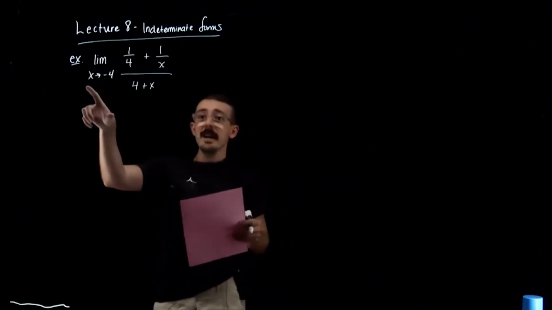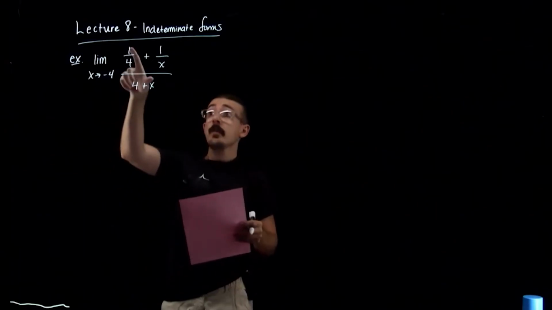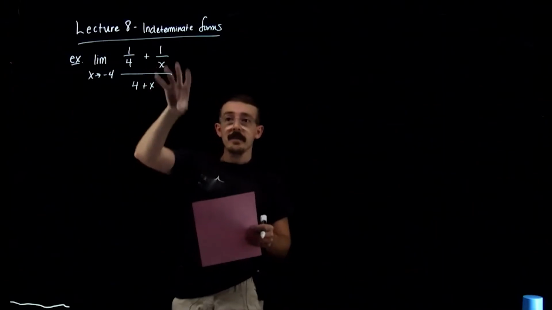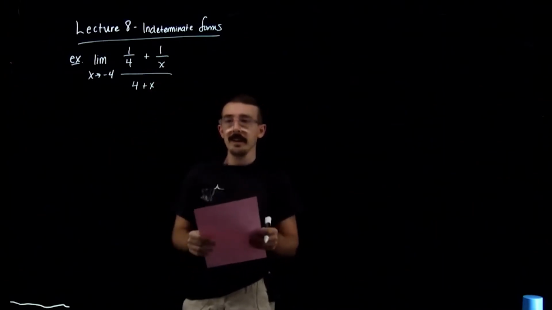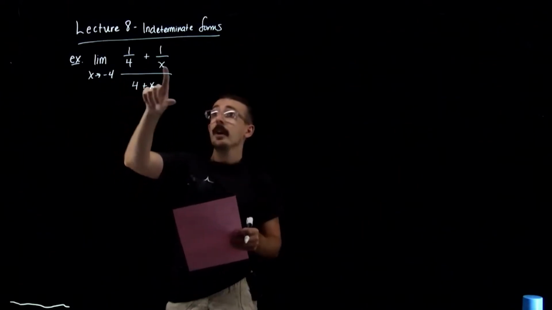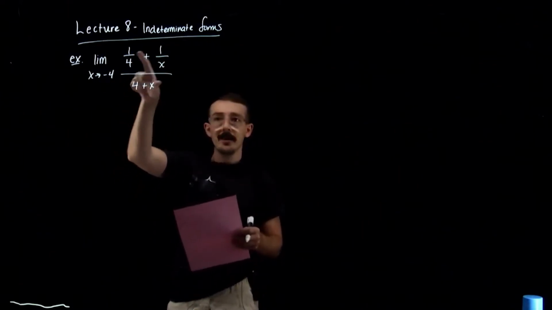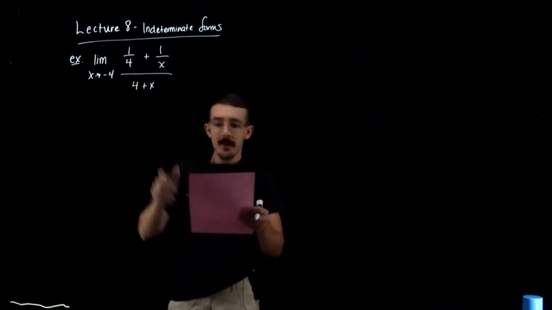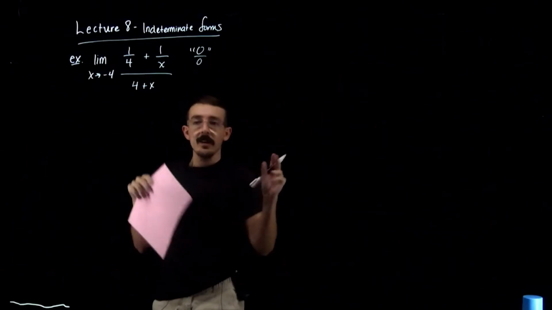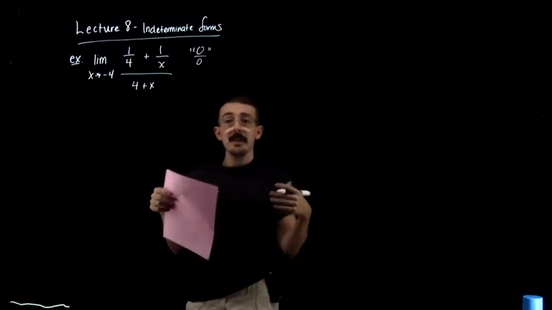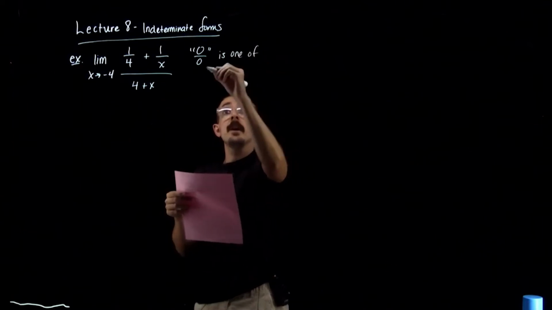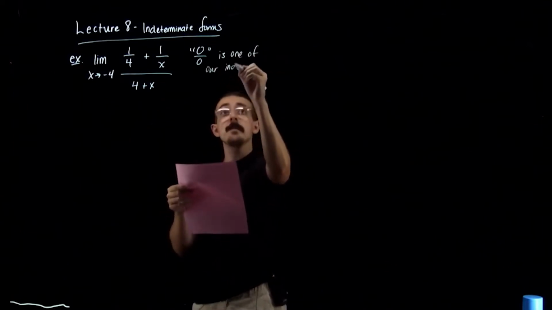So first we have the limit as x goes to -4 of 1/4 plus 1 over x over 4 plus x. So we have this kind of complex fraction happening here. And what happens if you plug in -4? Well, not only do you get a 0 in the numerator, but you get a 0 in the denominator as well. So I'm going to write 0 over 0 in parentheses. That's not a real number. This is one of our indeterminate forms.